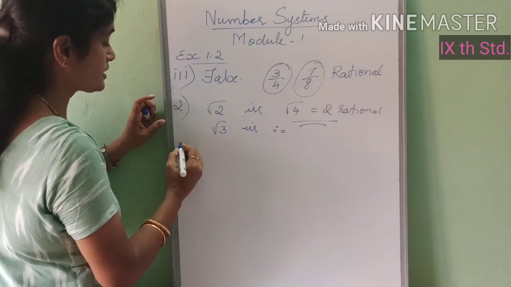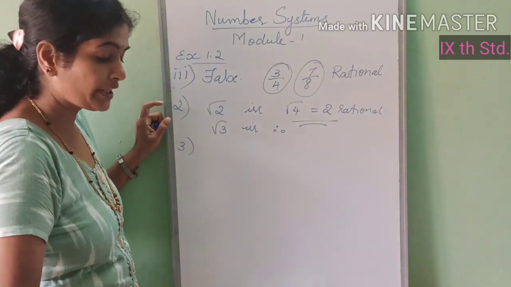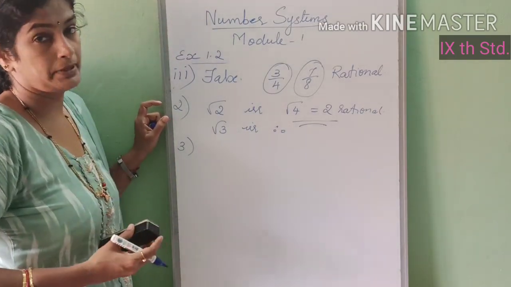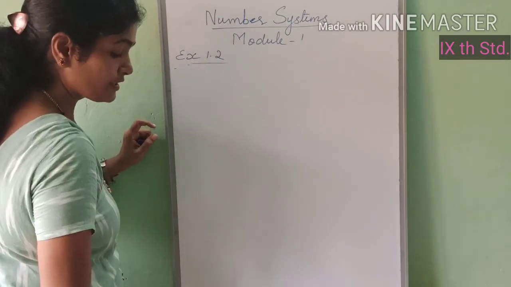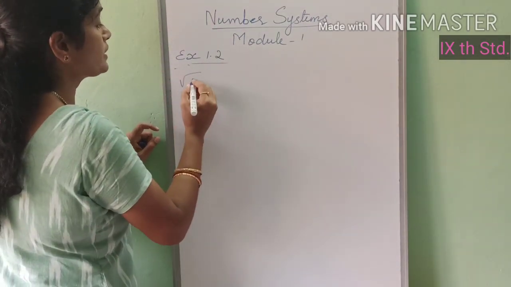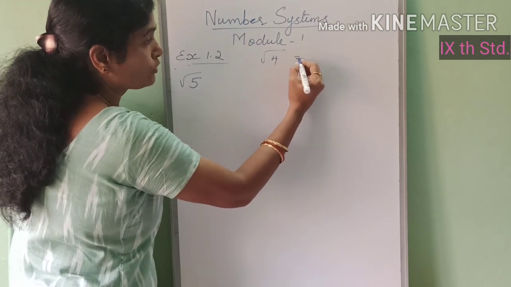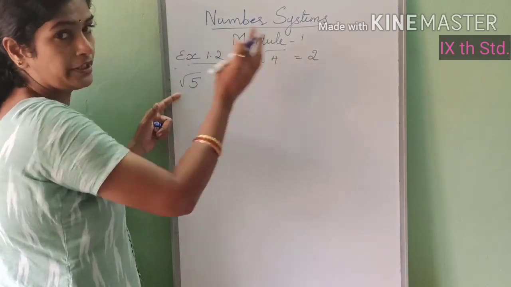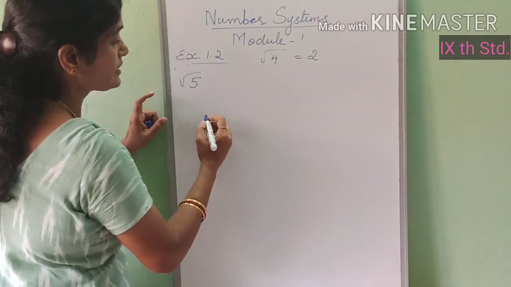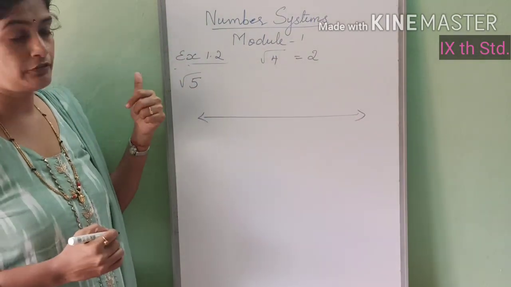Then question number 3. They have said, show how root 5 can be represented on the number line. So I will come back to this. Just look at root 5 to be represented on the number line. Root 5 is near to root 4. Root 4 is 2, so the value of root 5 should be more than 2. Right? This is common sense. So we'll represent root 5 on the number line.